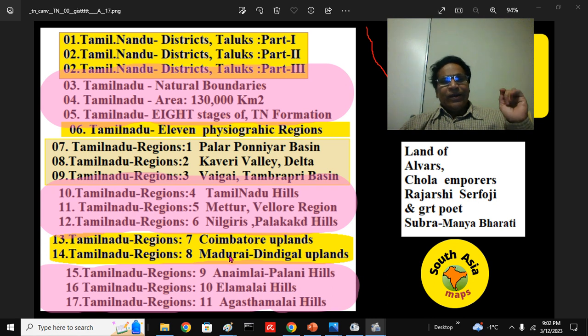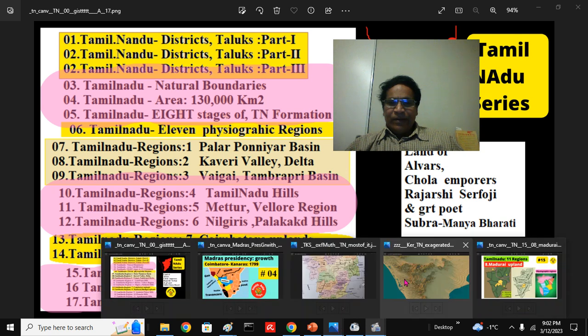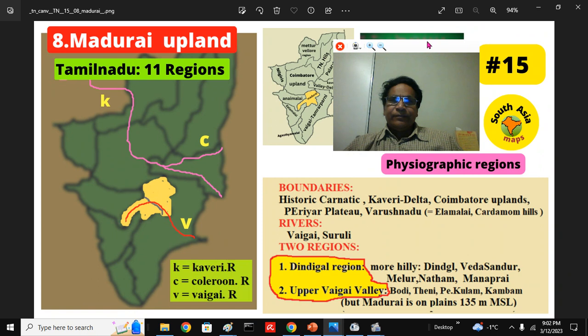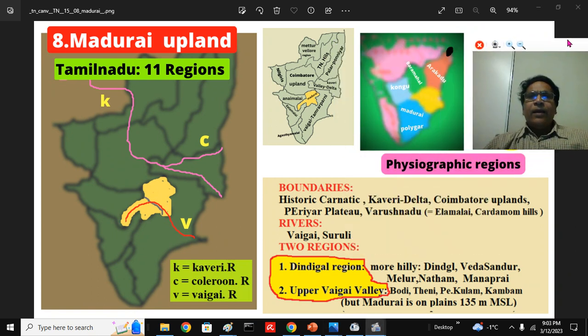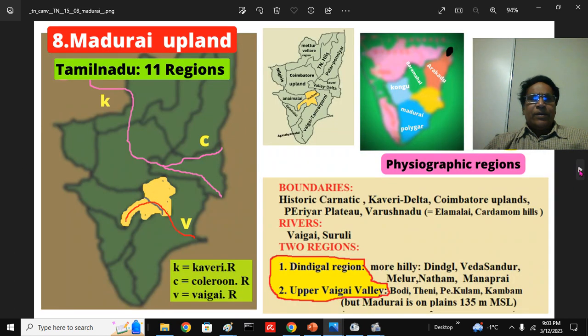Now we are looking at the Madurai-Dindigul Uplands. Previously we looked at the Coimbatore Uplands, before that the hilly regions, and before that the three Carnatic regions. So that is the part we are looking at today. This is the Coimbatore Uplands, Tamil Nadu Uplands.